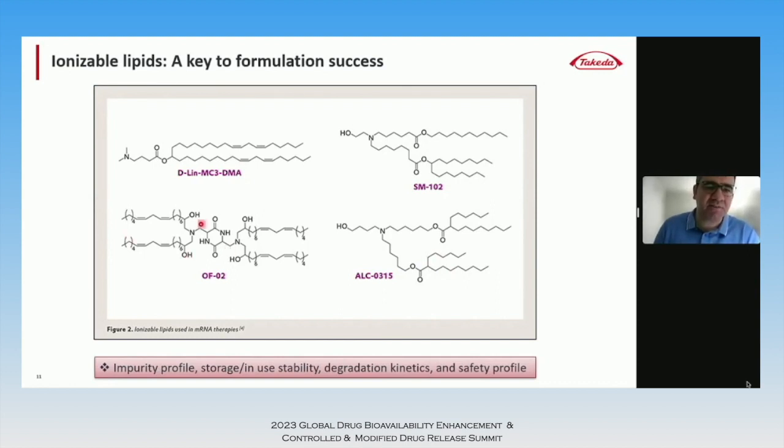It's a very efficient non-degradable lipid used for both siRNA and mRNA. But the one thing important about these lipids, they are proprietary. You either buy them, license them, or you make your own lipid. Like the Moderna, they use their own ionizable lipid. Pfizer, they license from Acuitas. So what is important about these lipids, their CMC, their impurity profiles, their in-use stability, storage stability, these are very important for clinical translation.